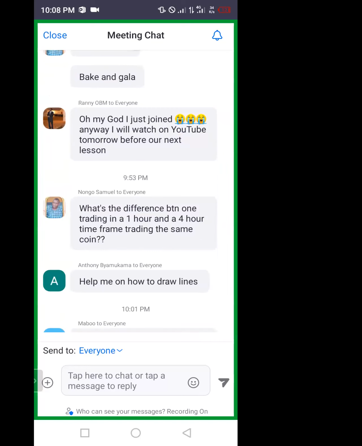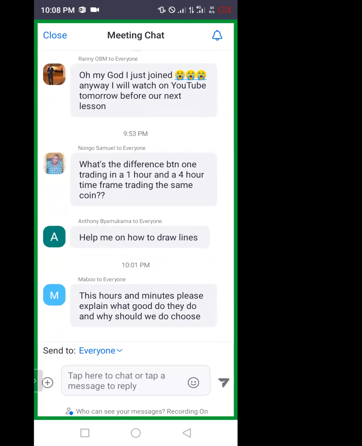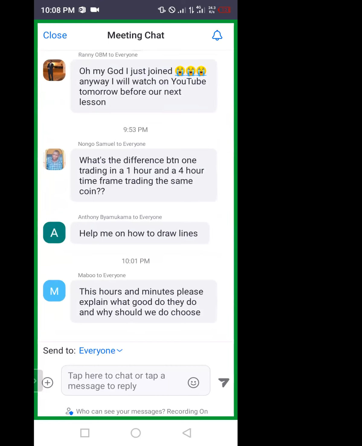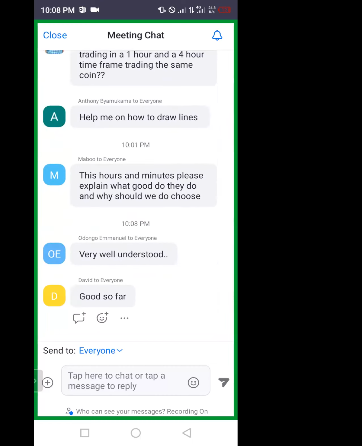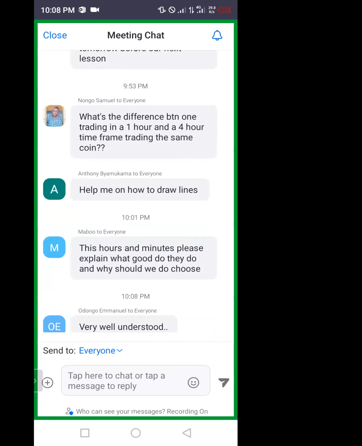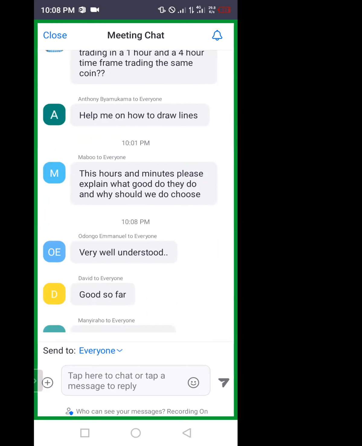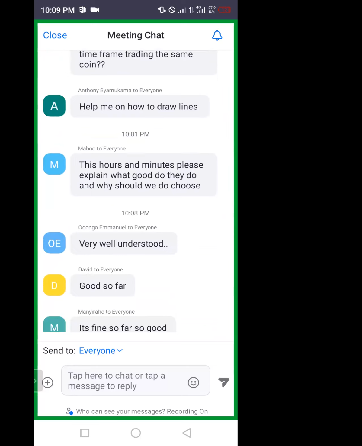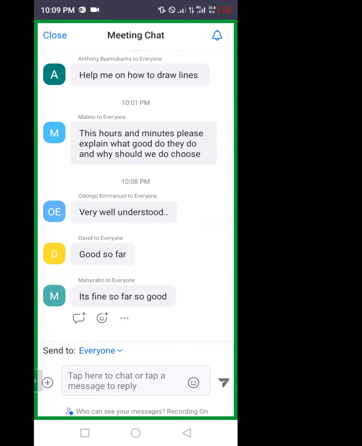Oh, sorry. What is the difference between trading in 1 hour and 4 hours time frame trading the same coin? Another one, help me on how to draw lines. Then Mabu says, these hours and minutes, please explain what good do they do and why should we choose? Okay. Very well understood.